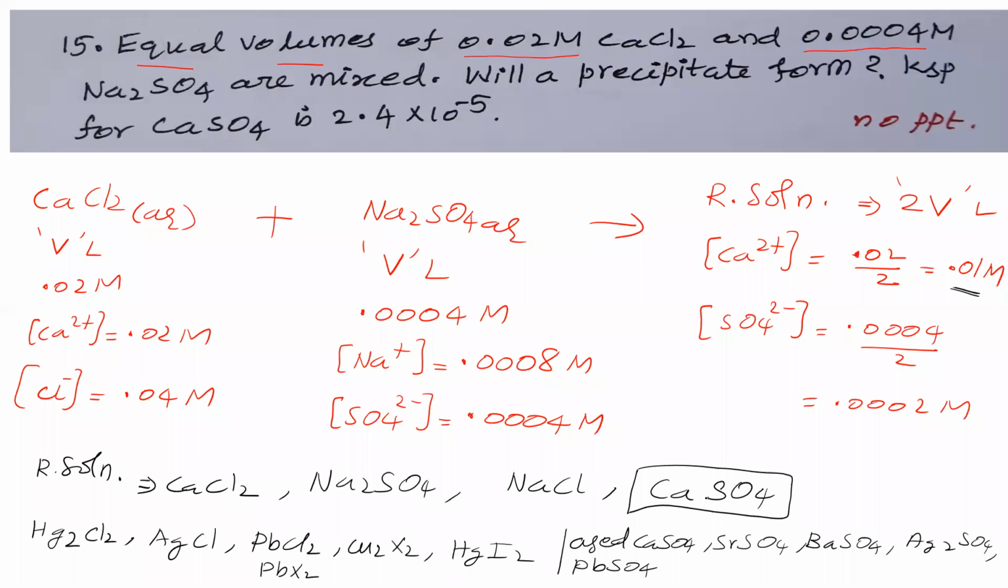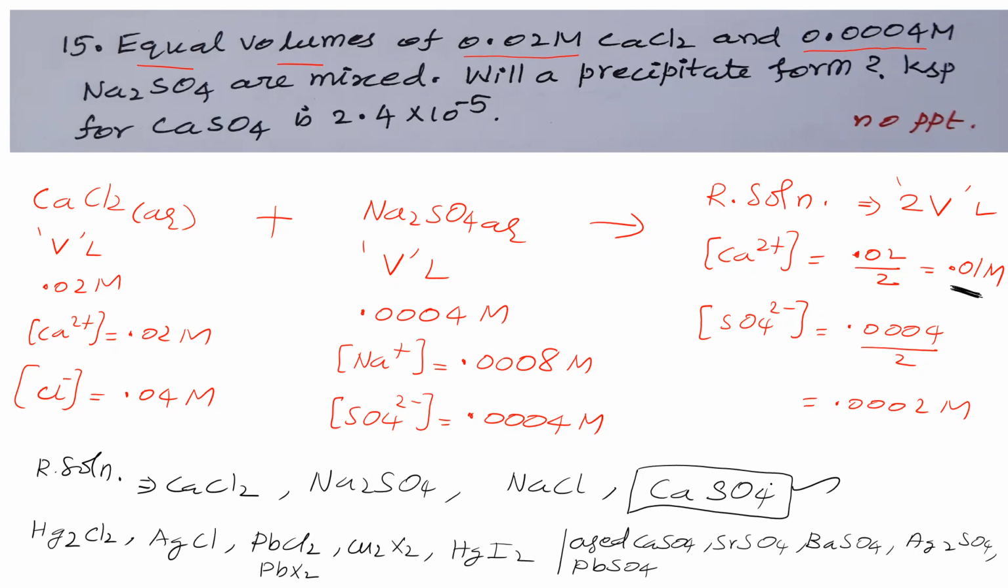But calcium sulfate is an insoluble salt. Insoluble salt means its solubility is less than 0.01 molar. But the calcium concentration is 0.01 molar. Therefore, since it is an insoluble salt whose solubility is less than 0.01 molar, but here 0.01 molar is there, calcium sulfate may precipitate.